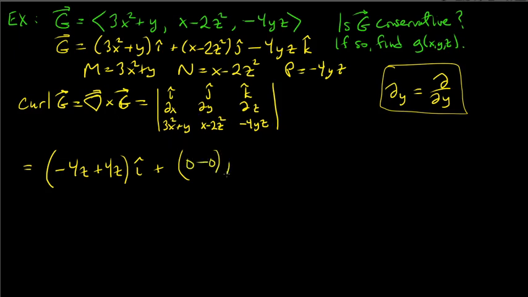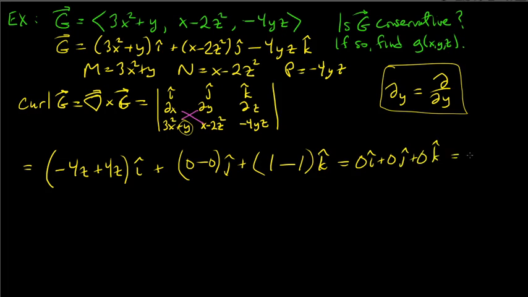0 minus 0, so the j component is 0. But hang on, we don't know that it's conservative yet. We have to check all three components, right? So now we have to do this partial derivative and this partial derivative. So the partial with respect to x of x minus 2y squared, that's going to be 1, right? Because the derivative of x is 1. And then minus the partial of this with respect to y, well, the derivative of y is also 1, right? And 1 minus 1 is 0. So we get 0i plus 0j plus 0k, and that is definitely equal to the 0 vector.